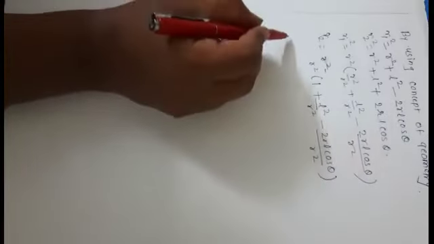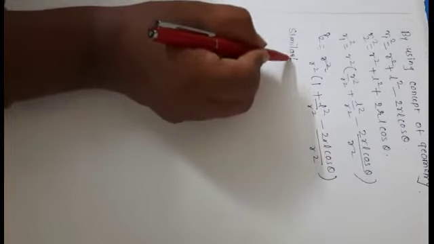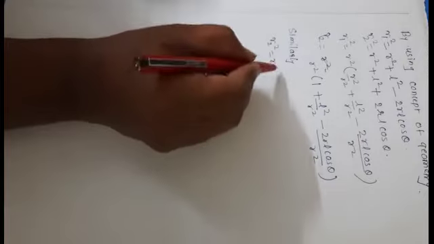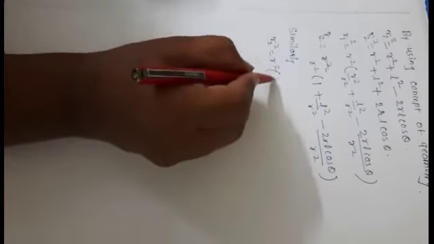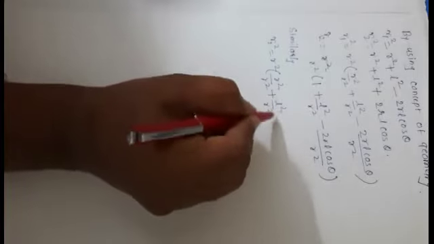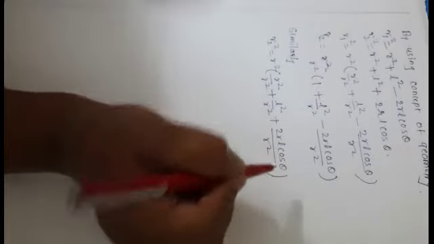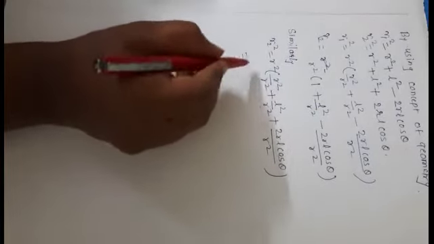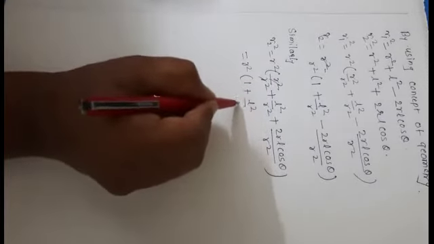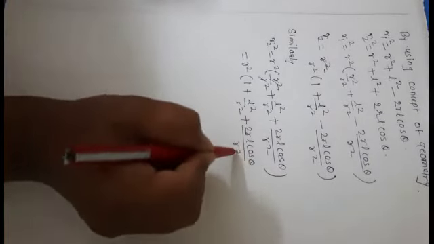Similarly for r2 square, taking r square common, we get r square into (1 plus L square upon r square plus 2 L cos theta upon r), where r square upon r square cancels.